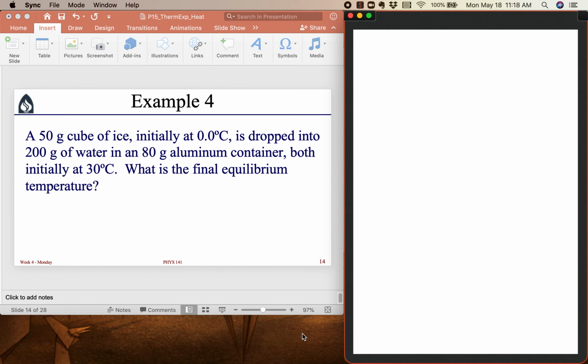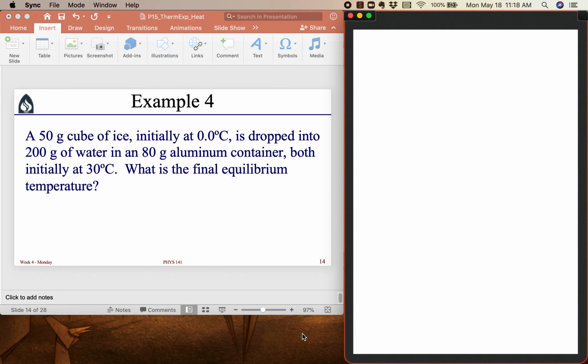Next, let's look at a problem that involves finding the heat that's needed to accomplish a phase change. So in this example, we have a 50-gram cube of ice, which is initially at 0 degrees Celsius, so it's right at its melting point. It's dropped into 200 grams of water in an 80-gram aluminum container. Both the water and the container are initially at 30 degrees Celsius, and we want to know what is the final equilibrium temperature of all of these materials.